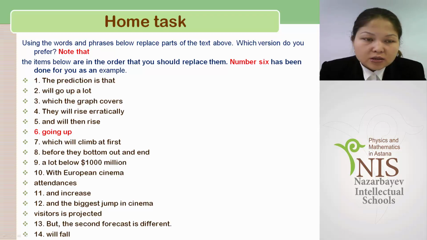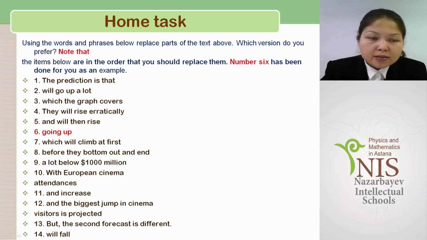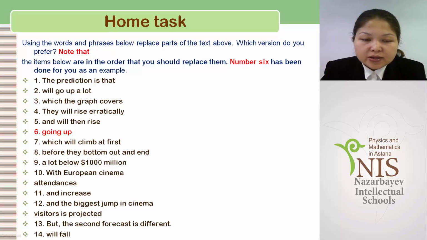So number 6, it is going up. 7. Which will climb at first. 8. Before they bottom out and end. 9. A lot below $1,000 million. 10. With European cinema attendances. 11. And increase. 12. And the biggest jump in cinema visitors is projected. 13. But the second forecast is different. 14. Will fall.